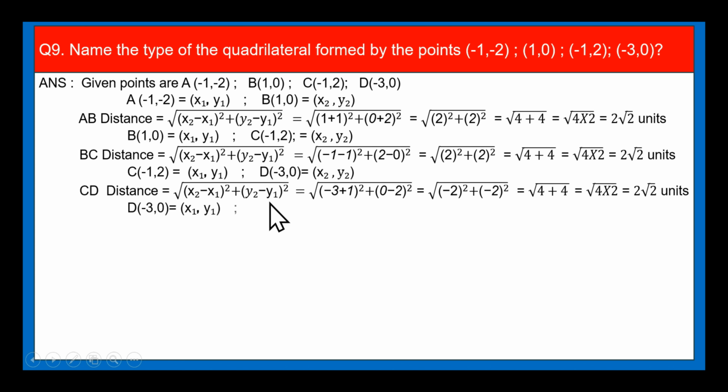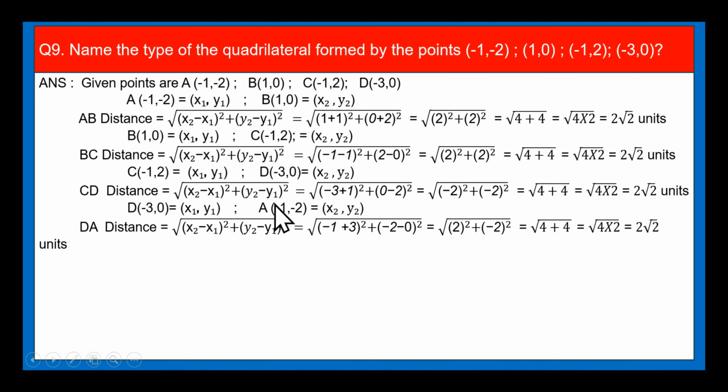Now let us find the length of the fourth side. Here D (-3, 0) is x1, y1. And let us consider the coordinates of A (-1, -2) as x2, y2. Now DA distance is equal to root over (x2 minus x1) whole square plus (y2 minus y1) whole square. -1 minus -3 is plus 3. -1 plus 3 whole square, plus y2 minus y1 whole square: -2 minus 0 whole square. -1 plus 3 is 2 square, plus -2 minus 0 is -2 whole square. 2 whole square is plus 4 and -2 whole square is also plus 4. 4 plus 4 is 8. 8 is equal to 2 root 2 units.